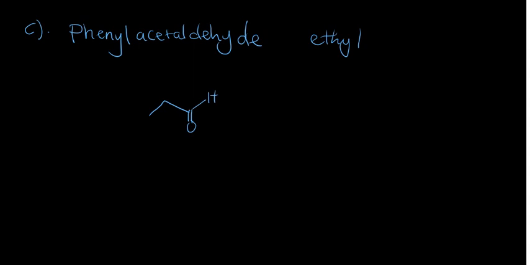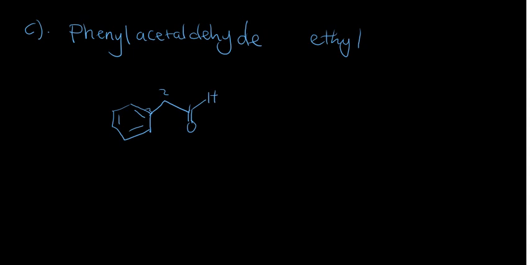Then on this we have a phenyl. So a phenyl is on the carbon number 2. It's directly attached there under the conjugated double bond. So this is a phenylacetaldehyde.